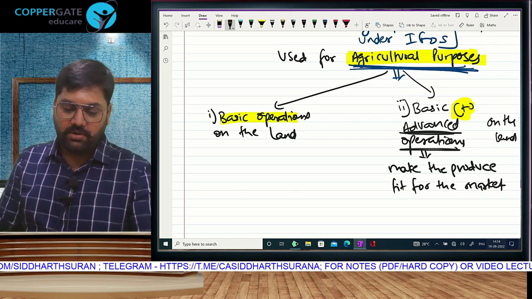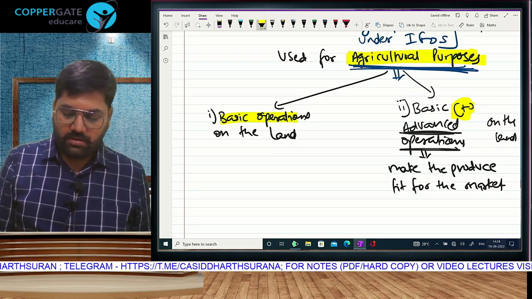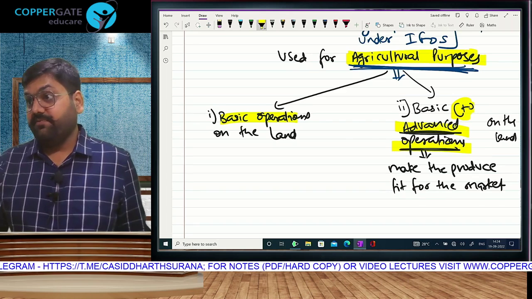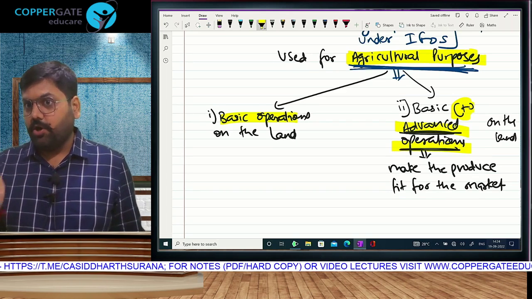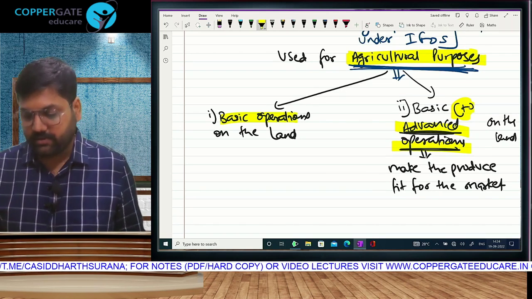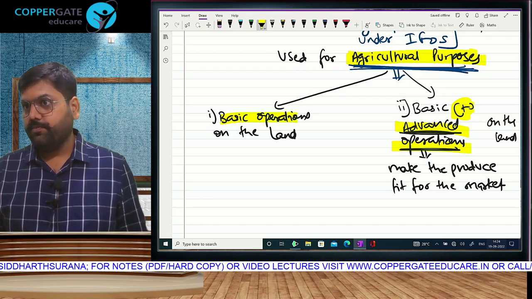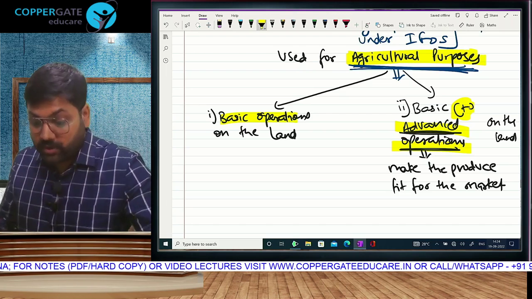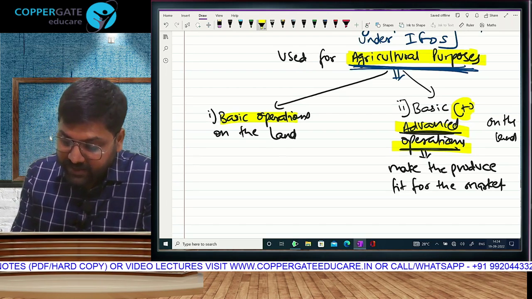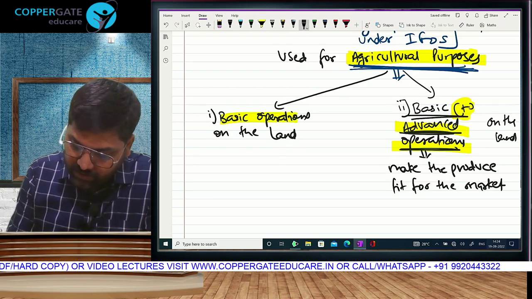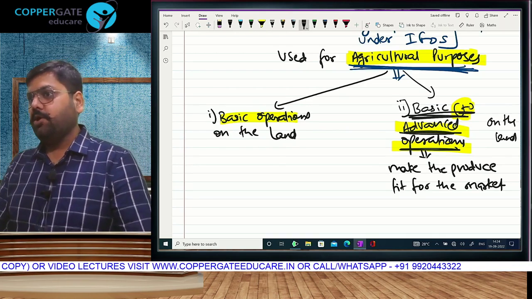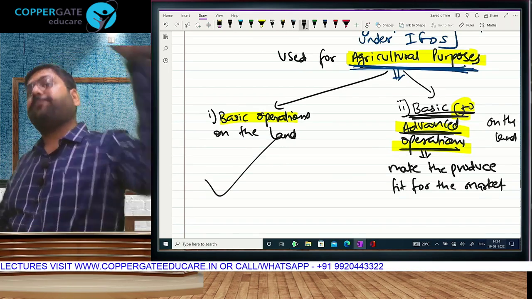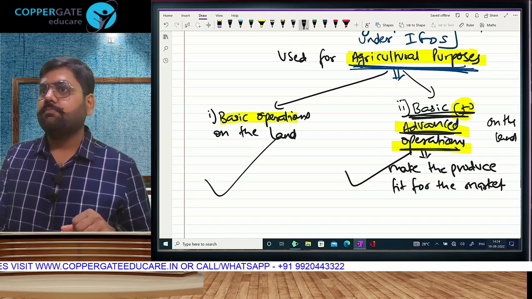Those activities are called advanced operations. That is also agriculture, provided the basic operation was also done by you. If not, then no. Look carefully, provided the basic operation was also done by you, otherwise no. Only basic will work. Basic plus advanced, no problem.